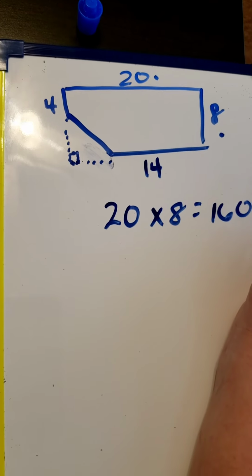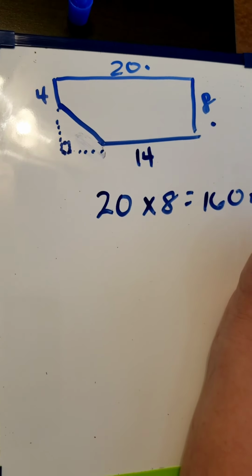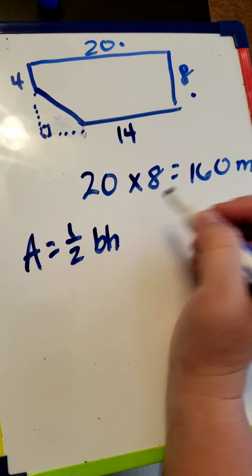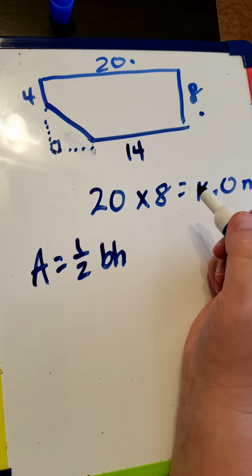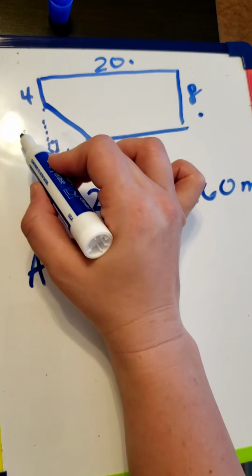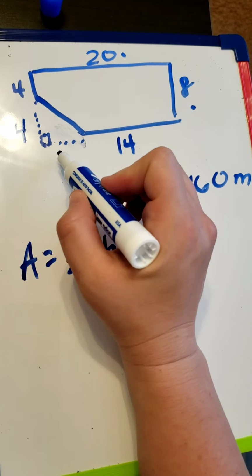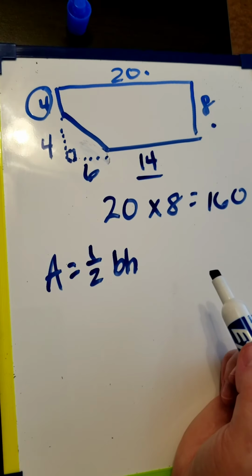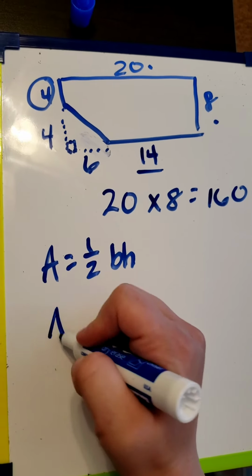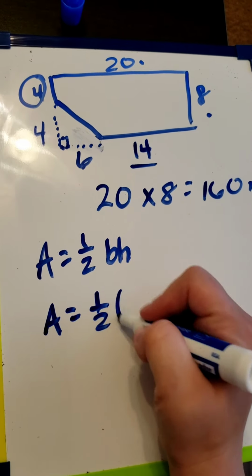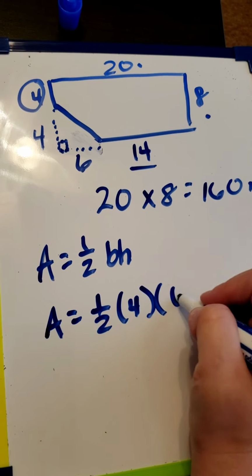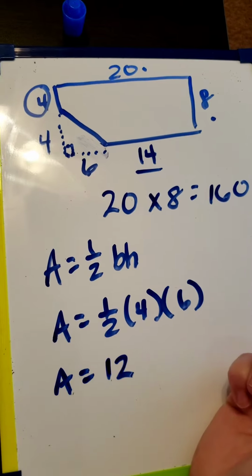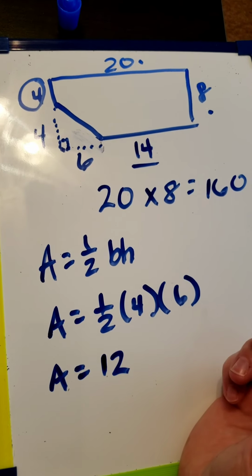Well, how do I find out my base and my height? Because I know the area of a triangle equals 1/2 base times height. Okay, well, if this is 4, this must be 4. If this is 20, this must be 6 because I've got these numbers left over here. Okay, so plugging it into my formula, my area is going to equal 12.